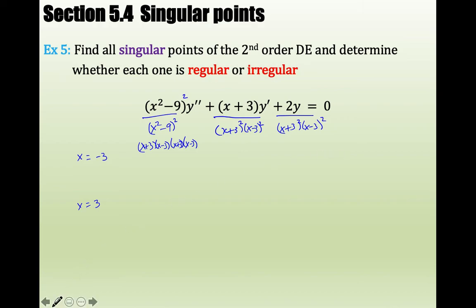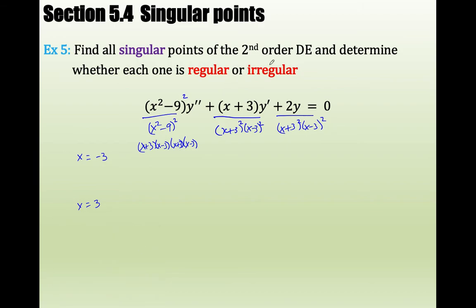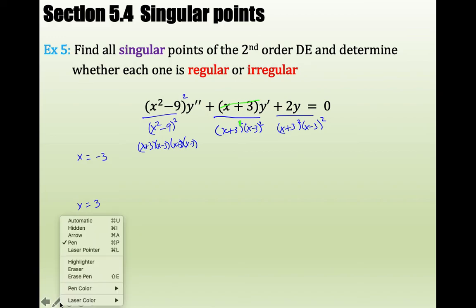Right? So what does that end up looking like when I simplify? Well, here, the x plus 3 factor cancels out here and leaves a power of 1. Here, nothing cancels out. So what does that mean for my decisions?